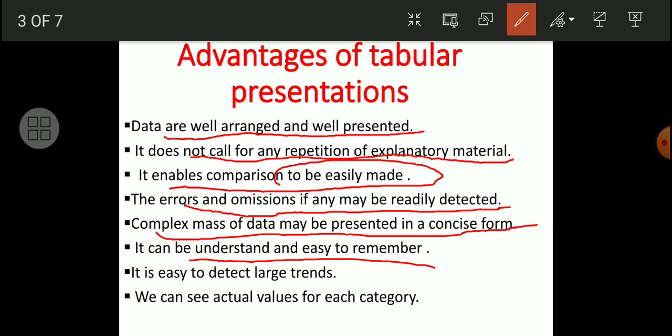From the observation table, we can take out just one line: the height of plant XY is larger than the other two plants. Now it is easy to detect large trends, whatever they are. We can see actual values of each category.